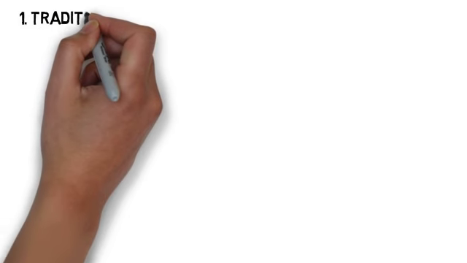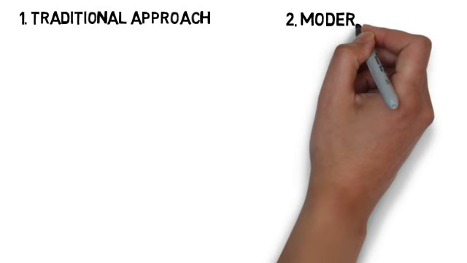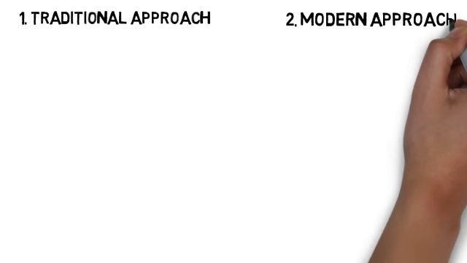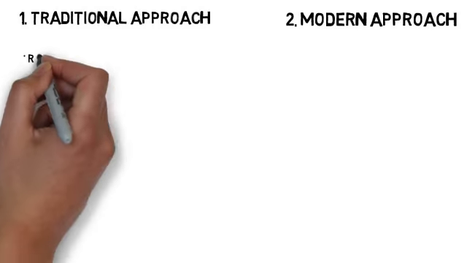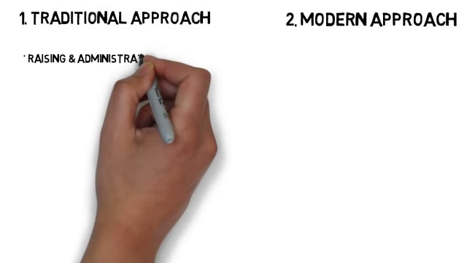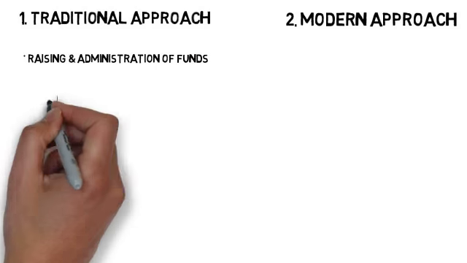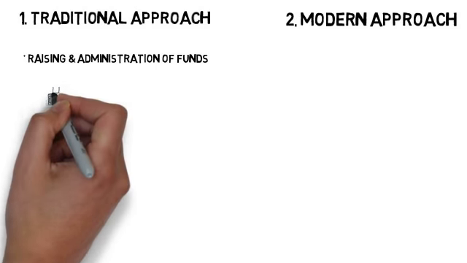Now let us understand the approaches taken in financial management. One is a traditional approach and the other is a modern approach. The traditional approach was relevant up to the 1950s, in which the concept of FM was restricted to only raising and administration of funds required for long-term assets.